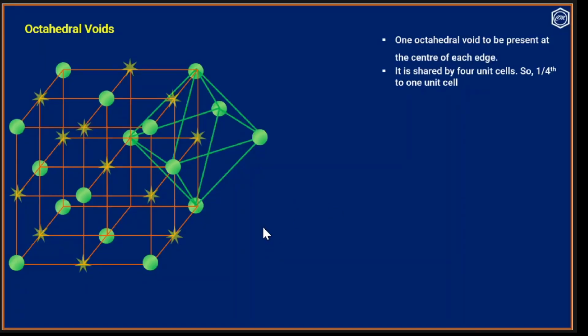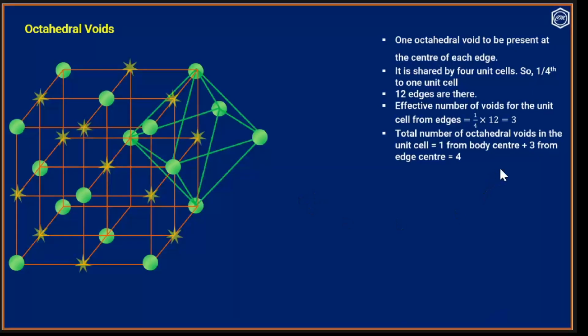There are 12 edges, and at the edges there are 12 octahedral voids. And 1 octahedral void is shared by 4 unit cells: 1 in here, 2 the other side. So 4 unit cells share this octahedral void, and this unit cell gets only 1/4 of it. So the effective number of voids for the unit cell from the edges will be 12 into 1/4, that is equal to 3. Therefore the total number of octahedral voids in the unit cell is equal to 1 from the body center plus 3 from the edge centers, and that is the same as the effective number of atoms in the unit cell.